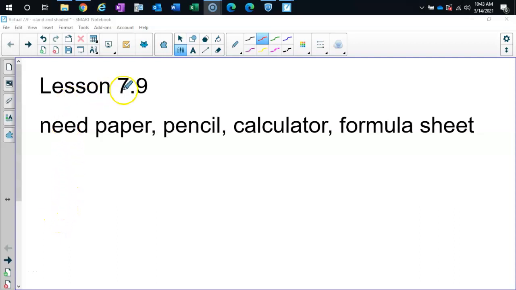All right, guys, today is lesson 7.9. This is the last lesson in this unit. You need paper, pencil, calculator, and formula sheet. We are not going to be in your homework or note packets today at all.